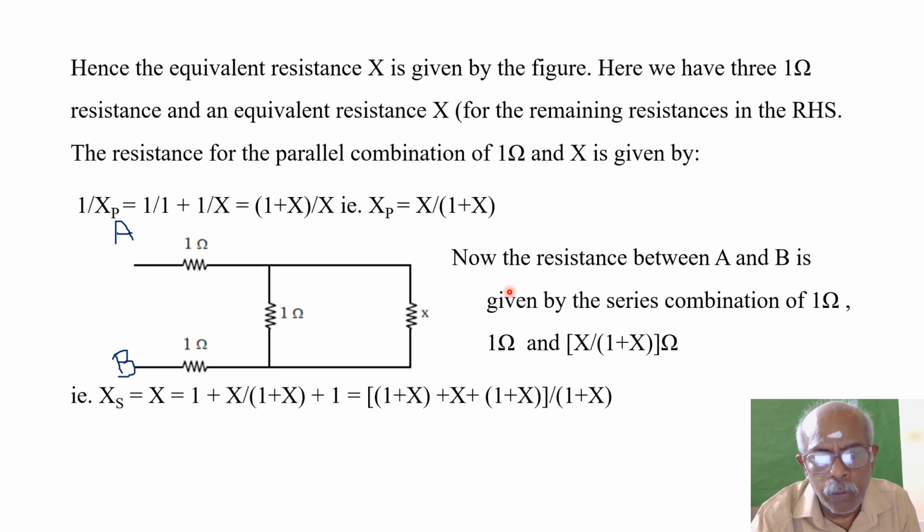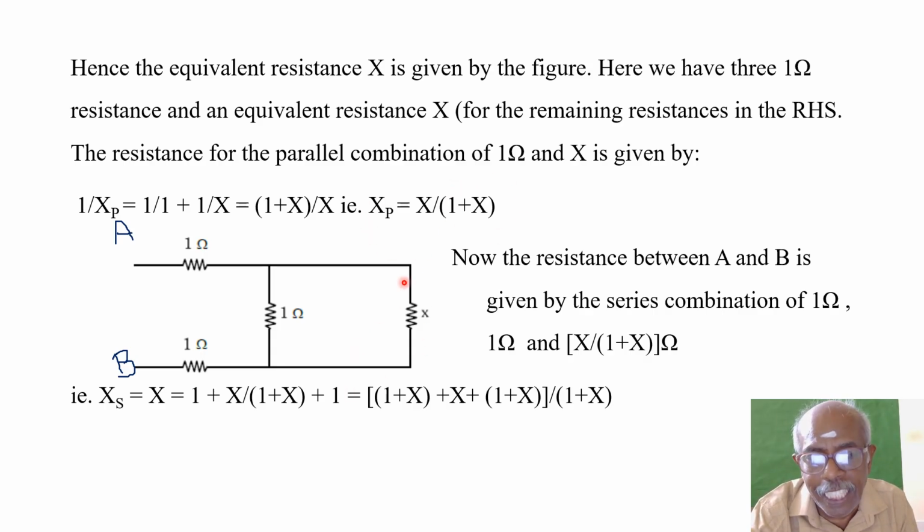So now we have found the equivalent resistance of these 2 resistors. So far we had 4 resistors, 1, 2, 3, 4. Now we have only 3 resistors. What are these 3 resistors? This 1 ohm, number 1. This 1 ohm, number 2. And X by (1 plus X), this value of Xp, is the third resistance.